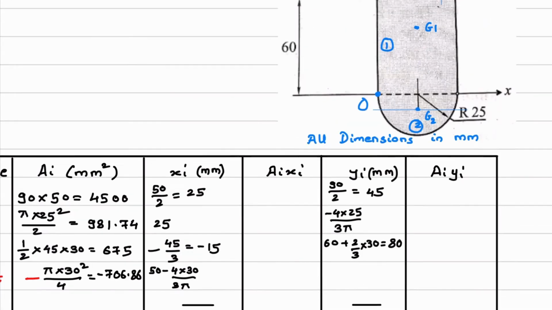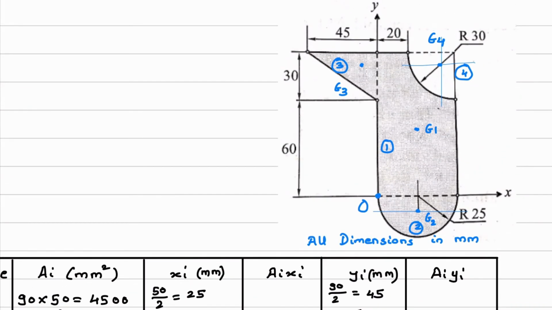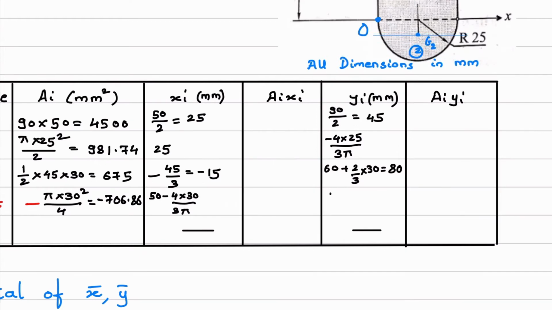Next we will see y4. Distance of G4 from point O. This will be, total height is 90 minus this distance is 4r upon 3 pi, and it is in vertical y direction, so it will be positive. Plus 90 minus 4 into 30 upon 3 pi. This will be y4.